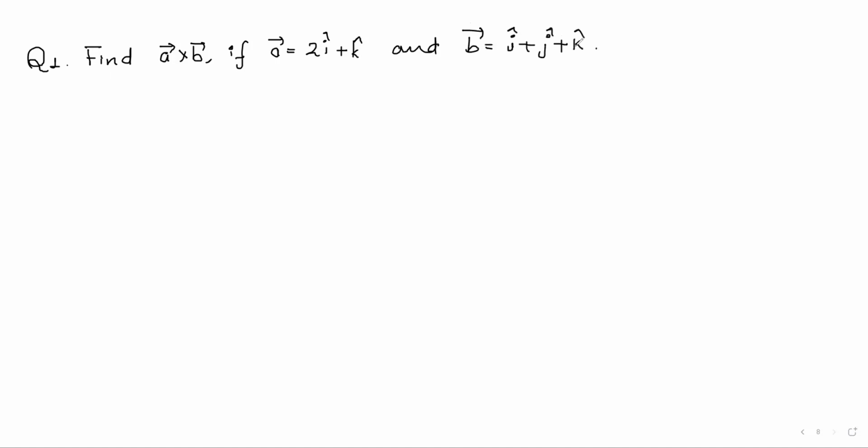Question is find A cross B. Find A cross B if vector A is equal to 2 I cap plus K cap and vector B is equal to I plus J plus K cap. Okay, please find the cross product.